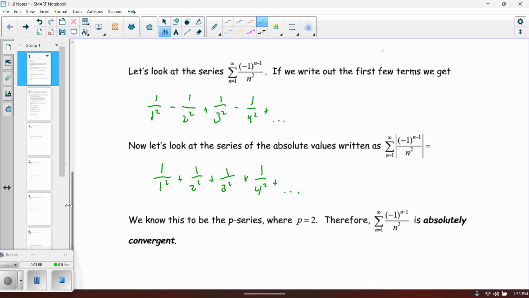We know this second one, the absolute value one, to be a p series where p is 2, because that's 1 over n to the p power, where the p value is 2 and the n values change. So we already know, since p equals 2, that that's a convergent series. The absolute value one is a convergent series. So this is what is known as an absolutely convergent series. We took the absolute values of the terms of the series and it converges, which means it is called absolutely convergent.